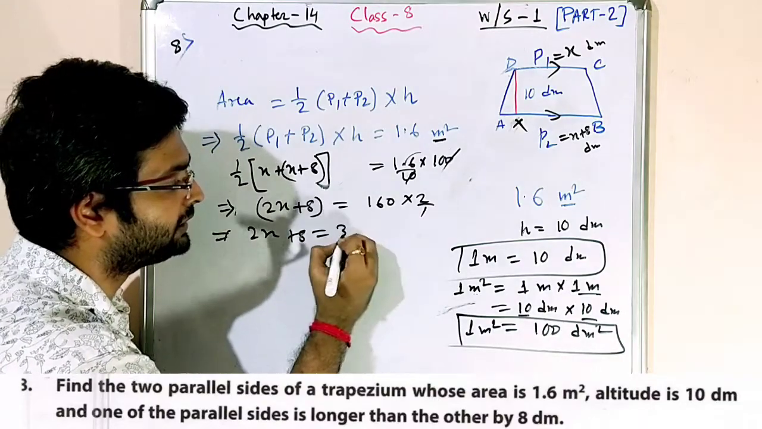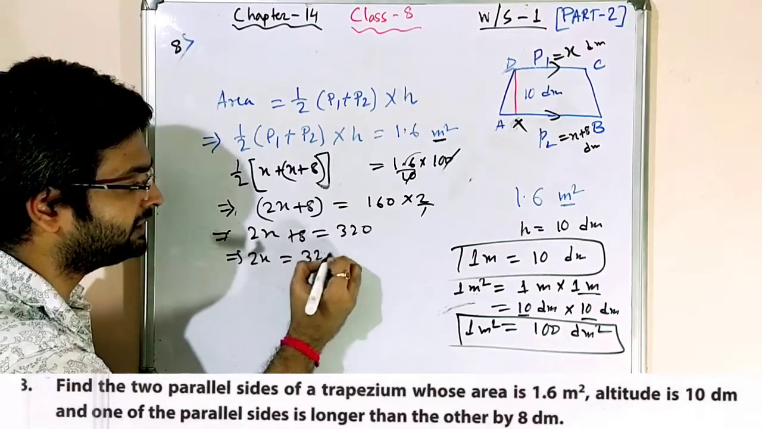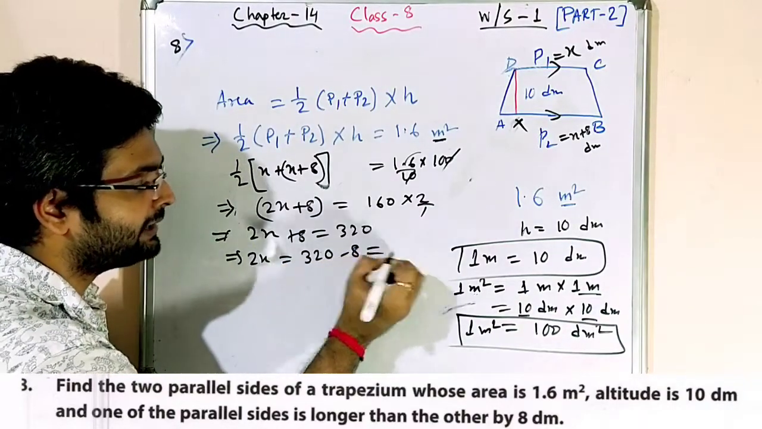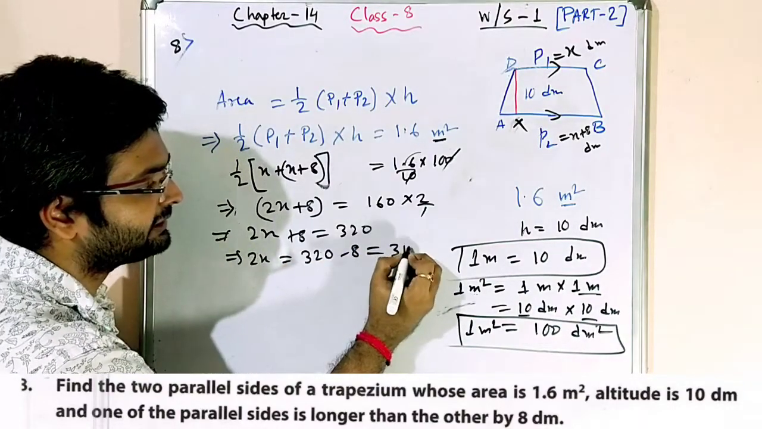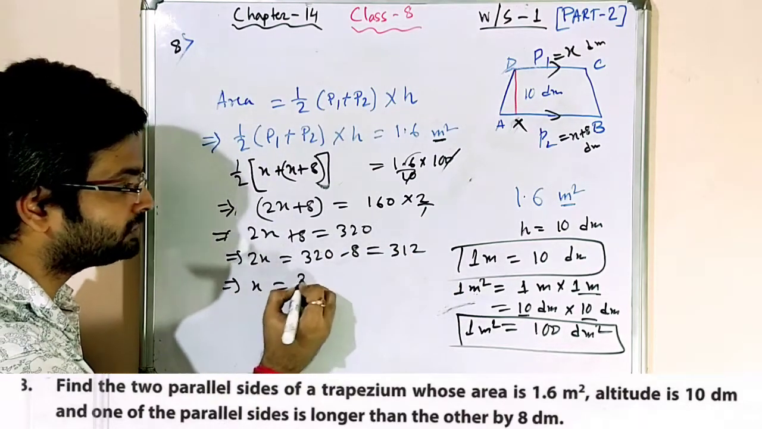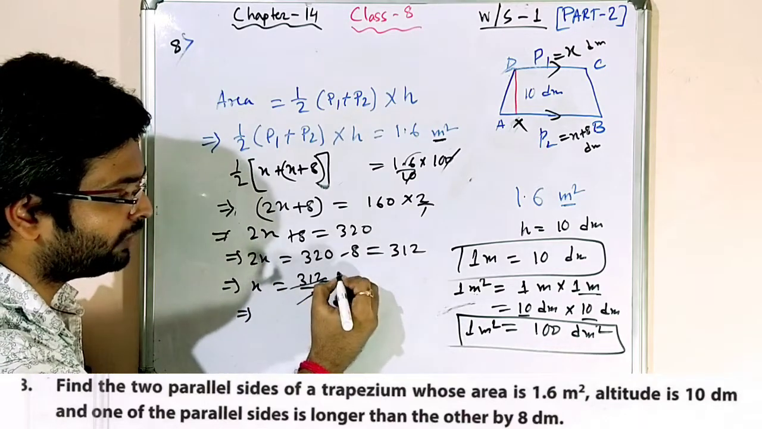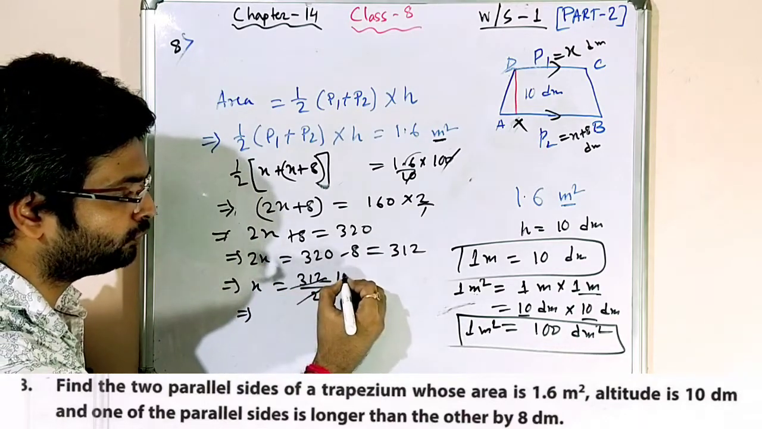16 2s are 32, so 320. Then 2x equals 320 minus 8, which directly is 312. Now x equals 312 by 2, because multiplication becomes division on the other side. 2 1s are 2, 10, 11, 2 5s are 10.